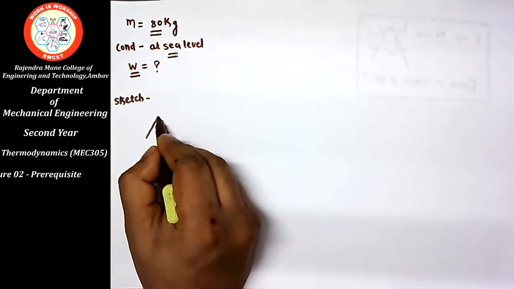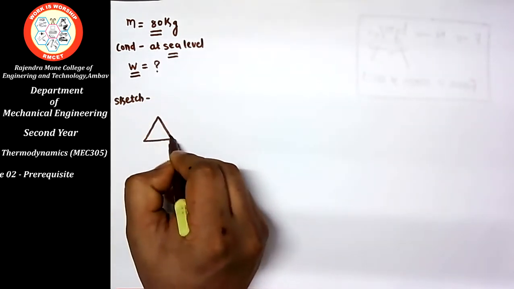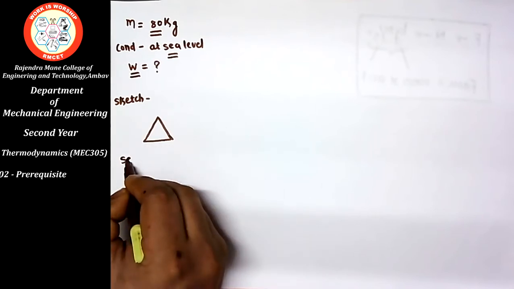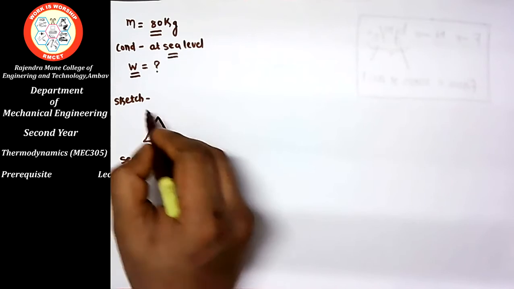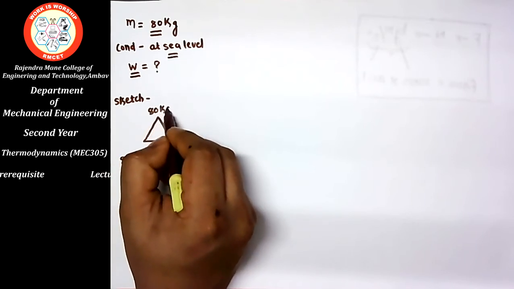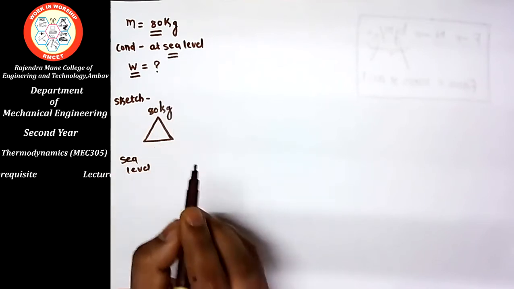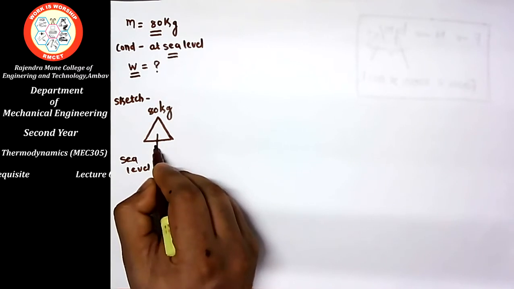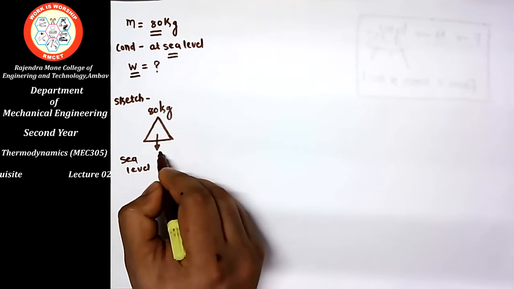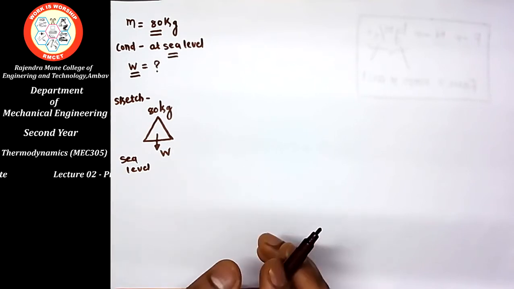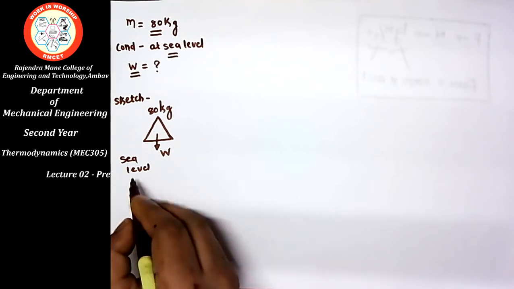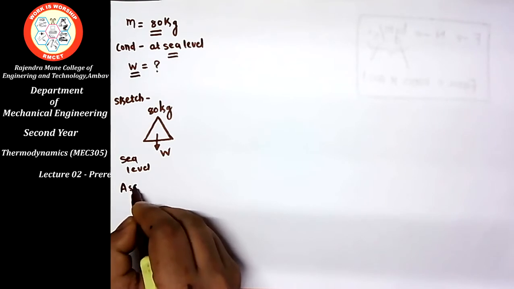So this is my body, kept at sea level, of mass 80 kg. It is applying some force downward, which is nothing but the weight of that body, and that is to be calculated. Next comes the assumption.